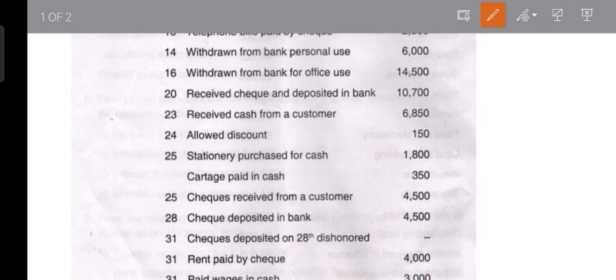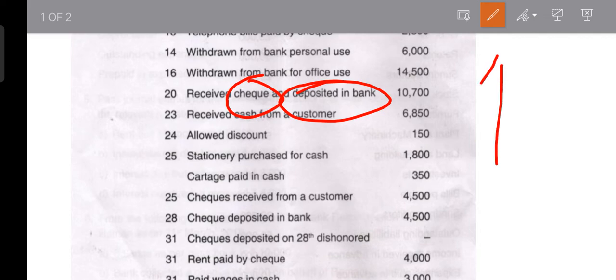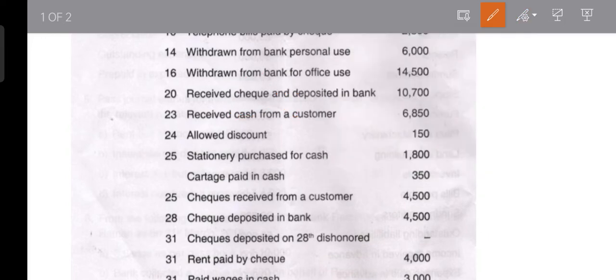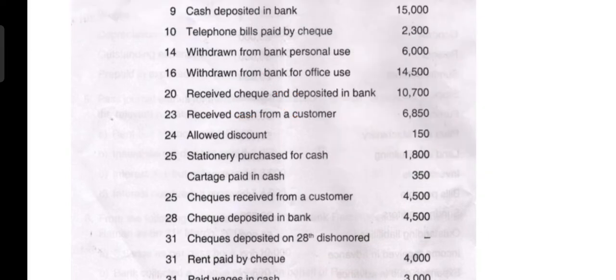But whenever there is information that the amount has been received in the form of a check and deposited into the bank, then even though we received the check and deposited it to the bank, the bank balance should increase. To increase, which side do we need to write? Under the receipt side. In which column do we need to record? In the bank column. Now let us see whether the same happened or not. This happened on 20th.